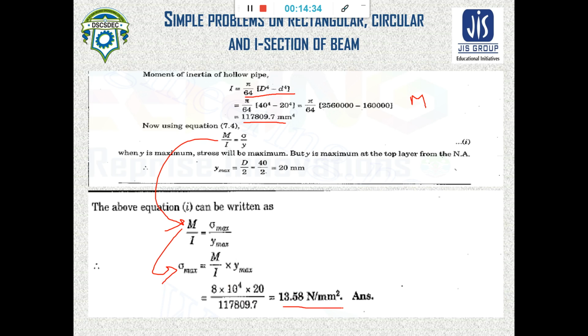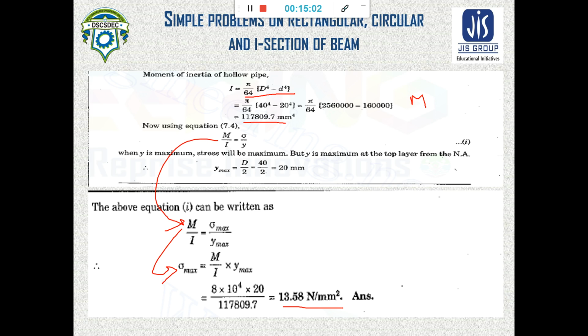That is our maximum stress that can be generated when a point load of 80 Newton is applied at the center of a hollow pipe of length 4 meter. So that is the solution of this problem. This is an advanced level problem, but it may also come in your semester exam.